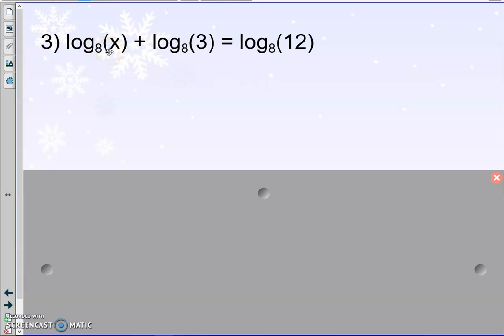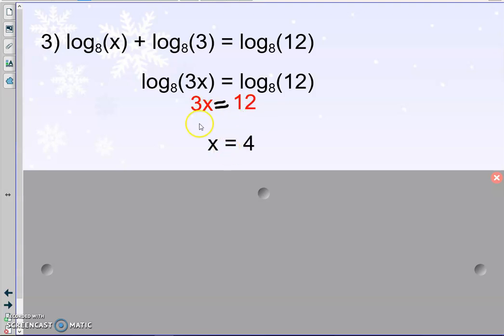And you might think of the product property. Log base 8 of x plus log base 8 of 3 is simply log base 8 of x times 3, or 3x. And so I can unify the left-hand side using the product property. And now that I have log base 8 of this equals log base 8 of that, clearly this is going to have to equal that. And so I can make 3x equal 12. And then just solve this by dividing both sides by 3 and get x equals 4.